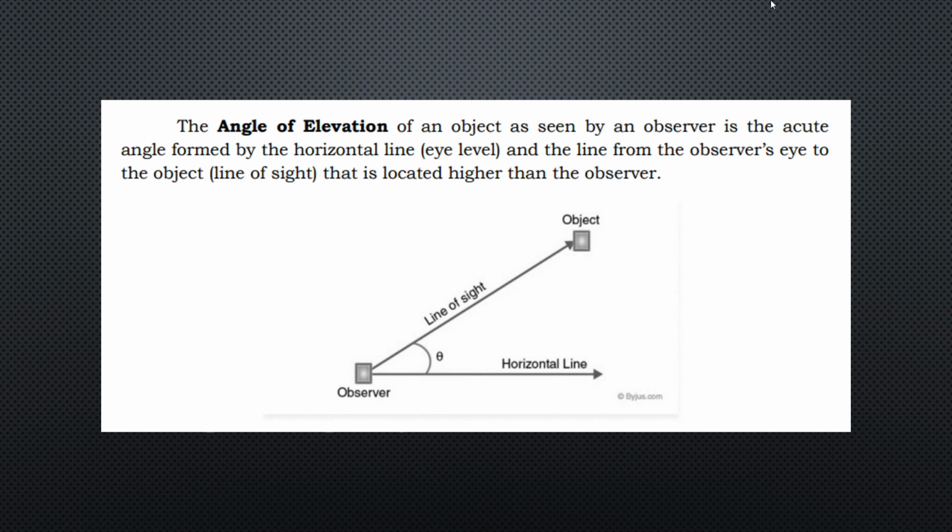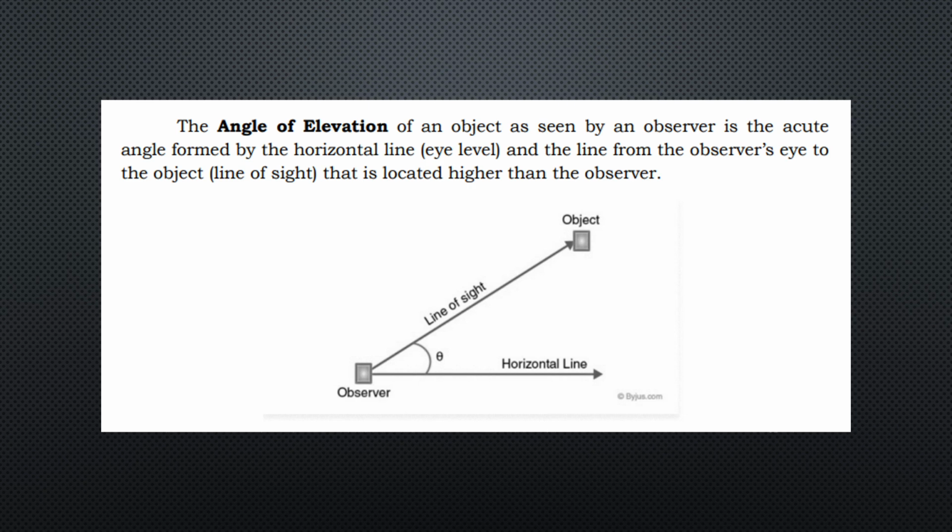As a recap of the previous lesson, here we have the angle of elevation. In short, an angle of elevation is created when you look at something from the ground level to somewhere higher than you. You have the eye level, the horizontal line, and the line of sight, which is where you are looking at the object. Here you are the observer, and this part here is what you call the angle of elevation.